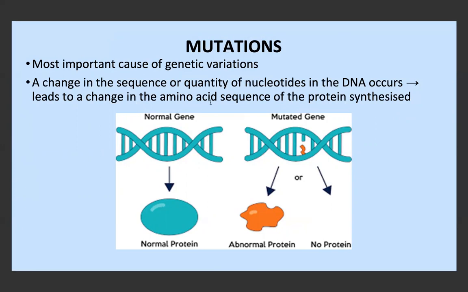Mutations lead to a change in the amino acid sequence of the protein synthesized. So we looked at this during RNA, where we see that if the nucleotide of DNA changes, this will obviously change the nucleotide coded for in the mRNA, therefore change in the nucleotide in the codon and the anticodon, therefore possibly a change in the amino acid. And if there's a change in the amino acid, it could lead to a change in the protein.